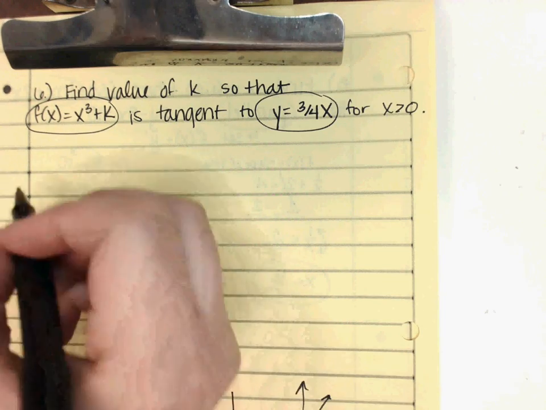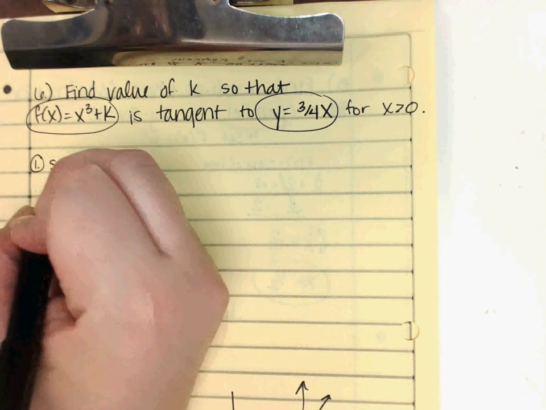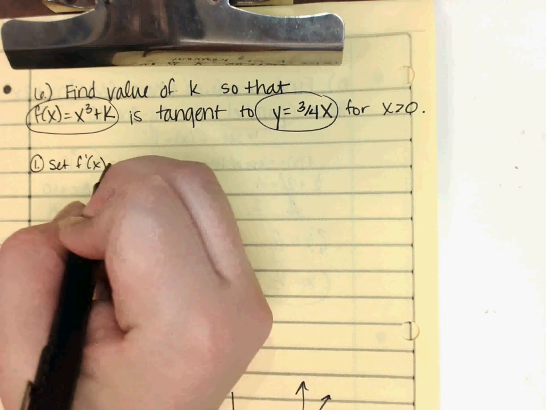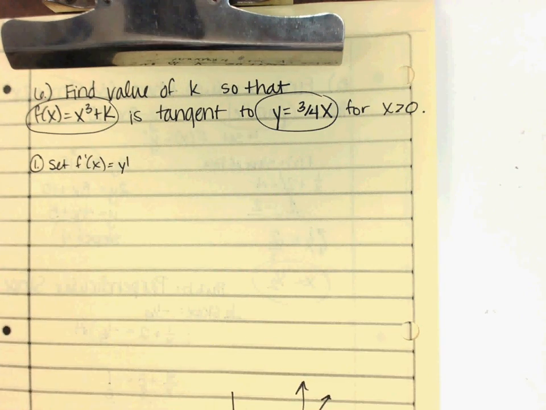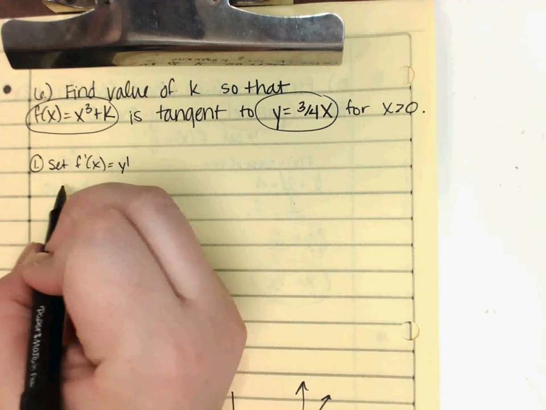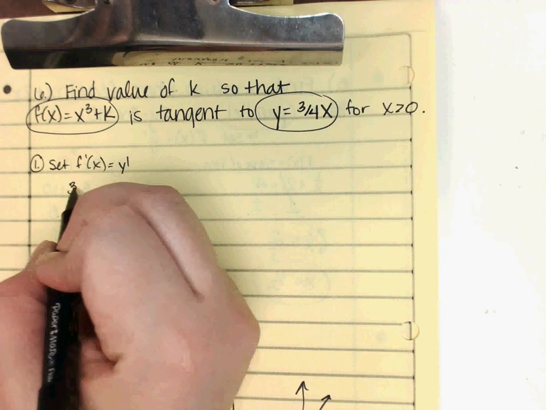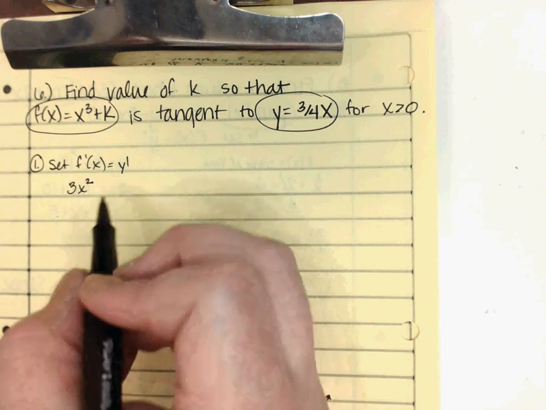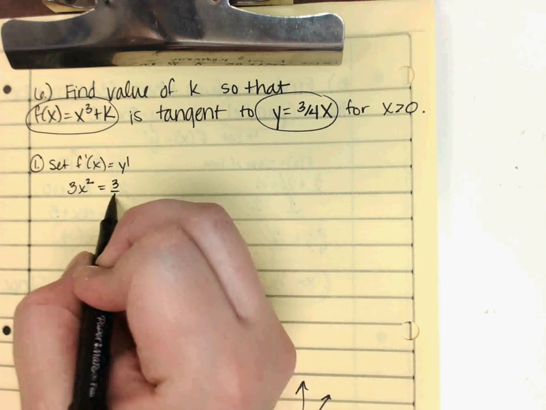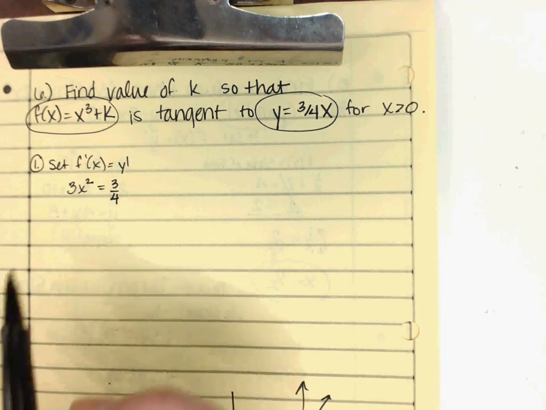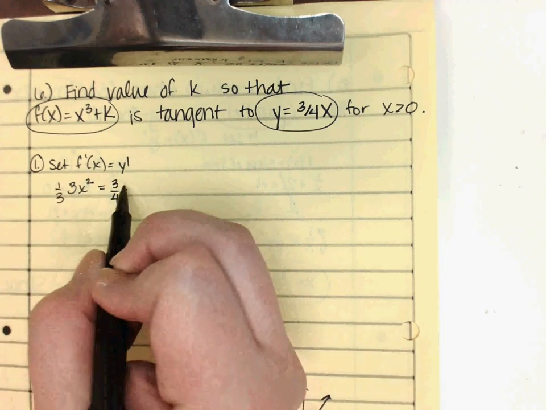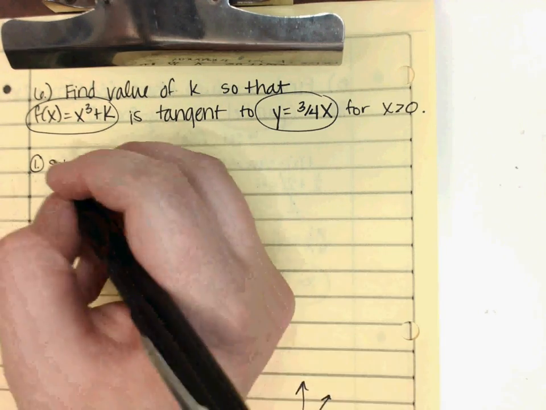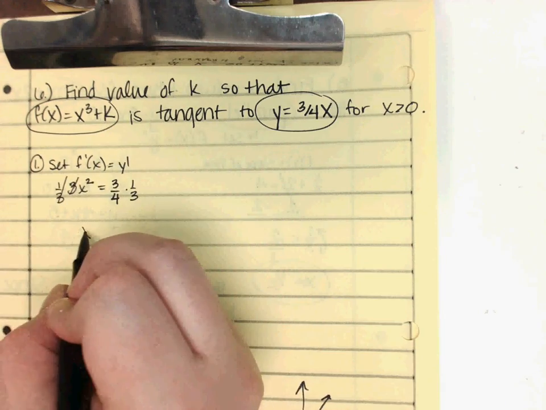Away. Constant, gone. So, number one, I'm going to set f prime of x equal to y prime. That's going to eliminate one of my constants. What is f prime if that's my f? 3x squared. Plus k goes away. K is a constant. K derivative of 3/4 x? 3/4. Let's solve. I'm going to times by a third on both sides to cross out that 3. Third and 3 cross out. X squared equals what?